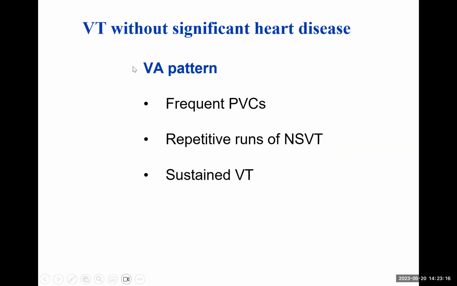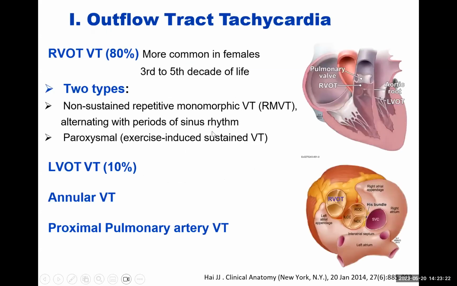Those patients with a normal heart may present with frequent PVCs, repetitive runs of non-sustained VTAC, or sustained ventricular tachycardia. The common one is outflow tract, which is our first case I showed you, in a normal heart. It commonly comes from the right ventricular outflow tract 80% of the time, and is common in females in their 3rd to 5th decade of life, and may present as non-sustained repetitive monomorphic VT or paroxysmal VT during exercise. Left ventricular outflow tract is 10%.